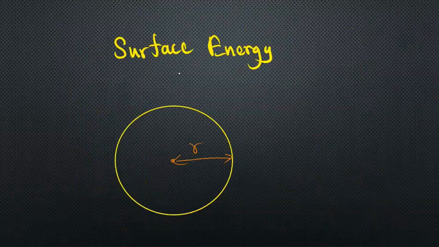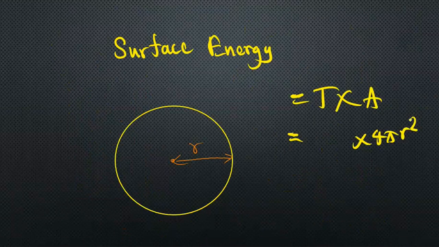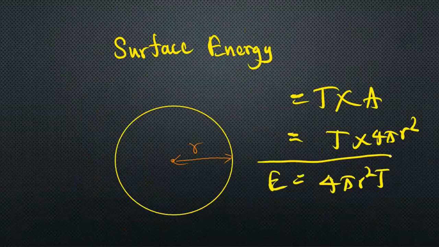Surface energy. The energy of a surface is surface tension into the common surface area. So the total surface area is A. If we consider this as a sphere, we know the surface area will be 4 pi r square, and with surface tension T, you can get 4 pi r square T as the total energy of this bubble here.